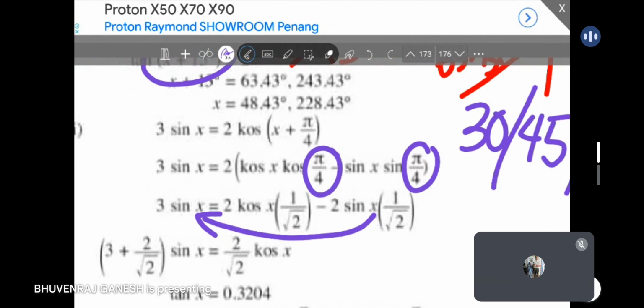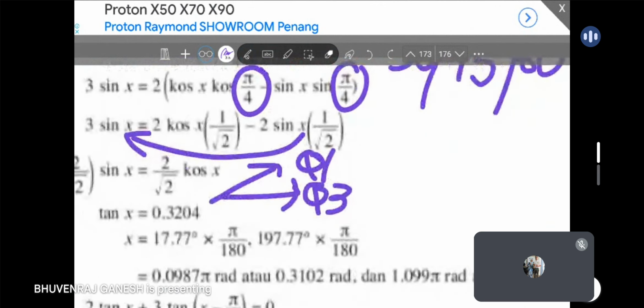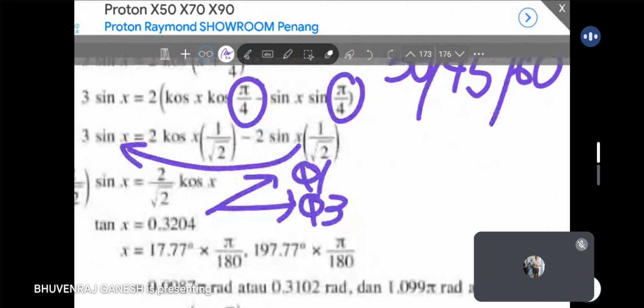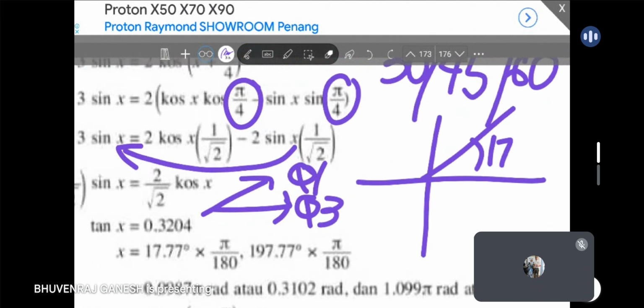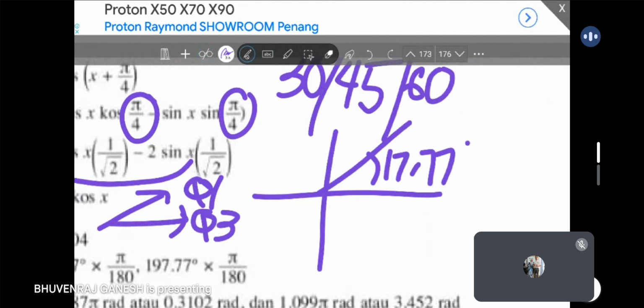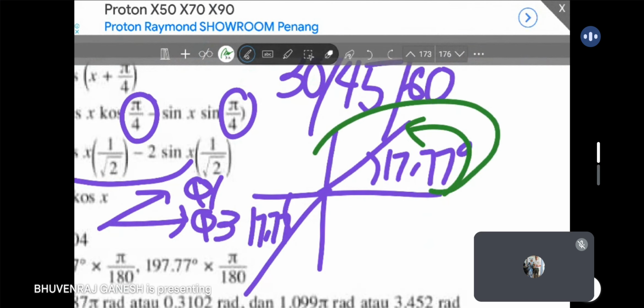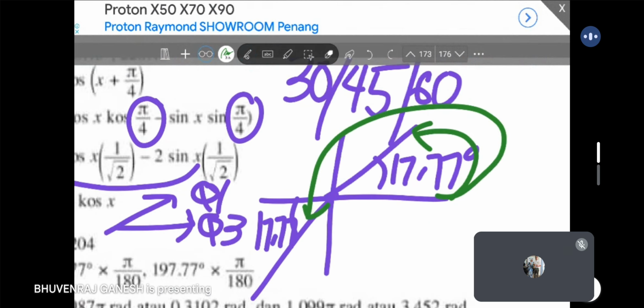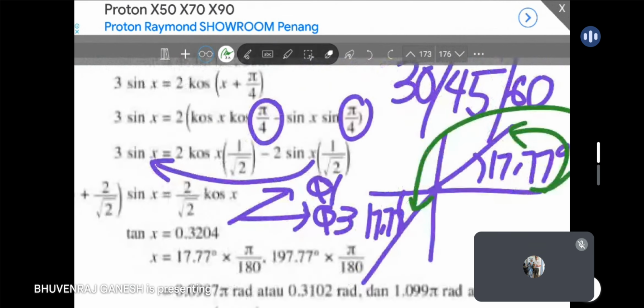Okay, sine over cos equal to tangent. So tangent positive sekali lagi, quadrant 1, quadrant 3. So kuadran 1 dan 3. Alright, so you will get the reference angle, okay, is 17.77. Okay, so this is your reference angle, sudut rujukan. So same concept, how you measure the angle, guys. Macam mana ukur? Okay, for quadrant 1, just take the reference angle. So, kuadran 1 ambil sudut rujukan, 17.77. And then the other one, quadrant 3, 180 plus 17.77.